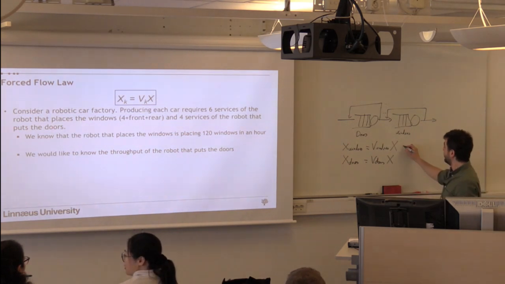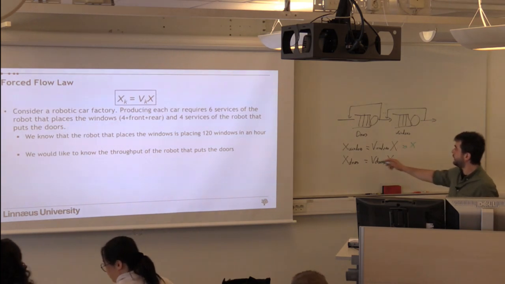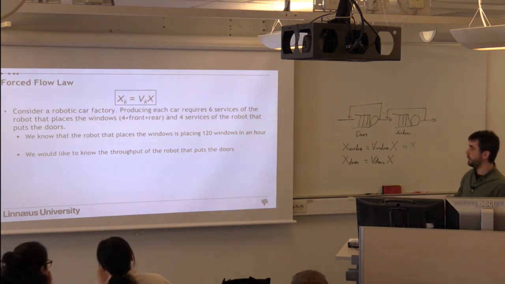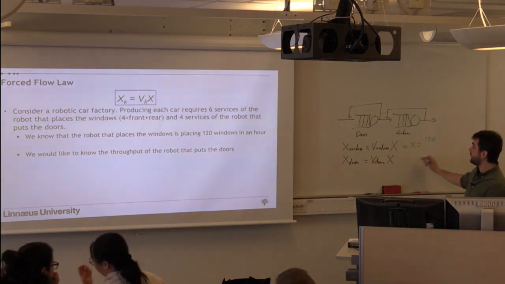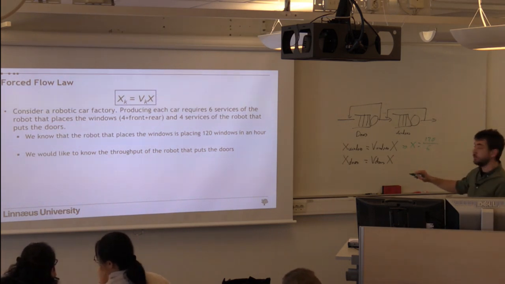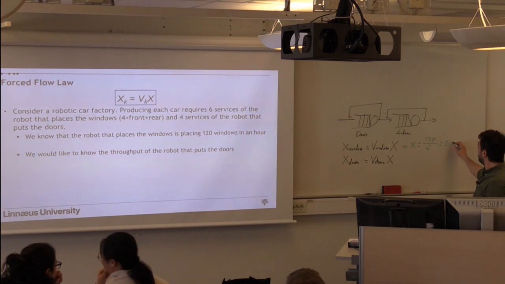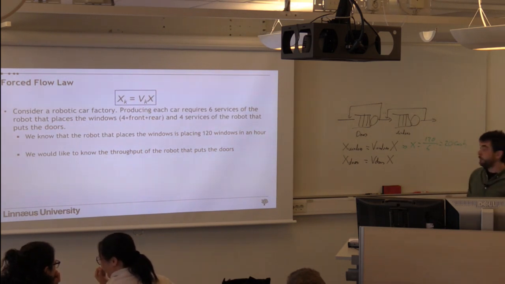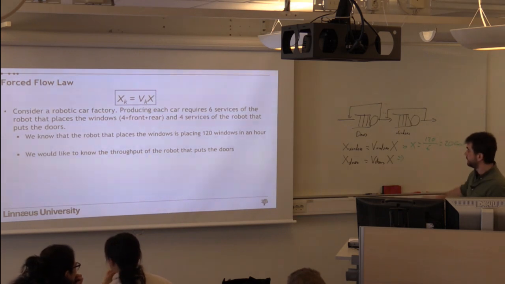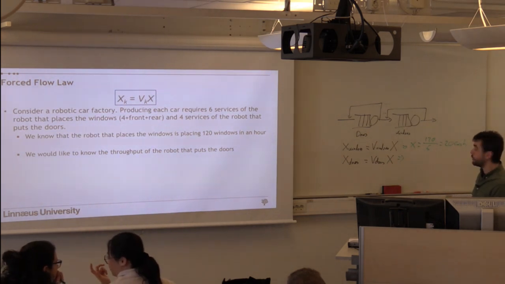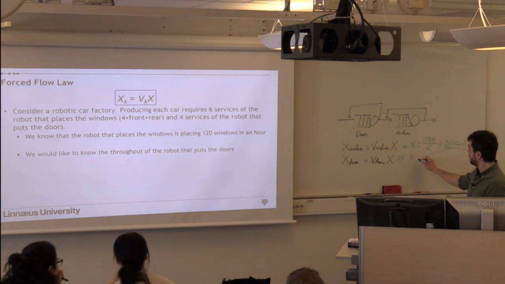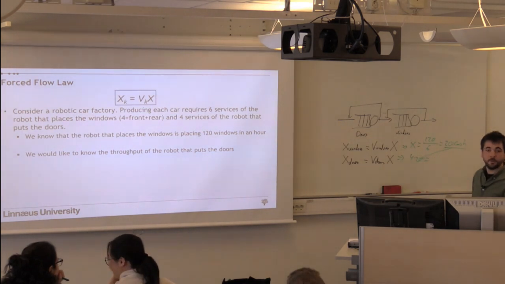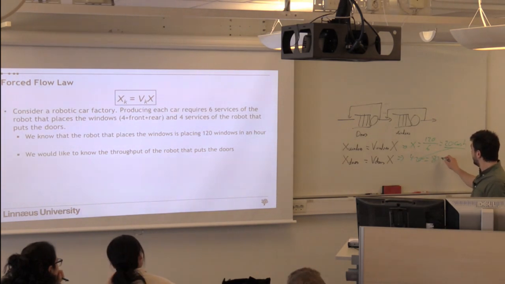Doing it in 2 steps, we can get that the throughput of the system is the throughput of the windows divided by the number of visits. And the throughput of the windows is 120 in an hour, and the number of visits, 6. So we have that the throughput of the system is 20 cars per hour. And now we can use it here. So the number of visits of the robot that puts the door, 4 doors, multiplied by the throughput of the system that we have computed here, we get that the throughput of the robot that puts the doors is 80 doors per hour.